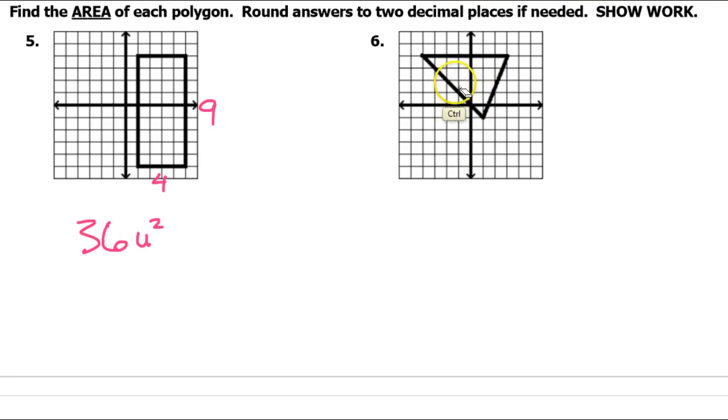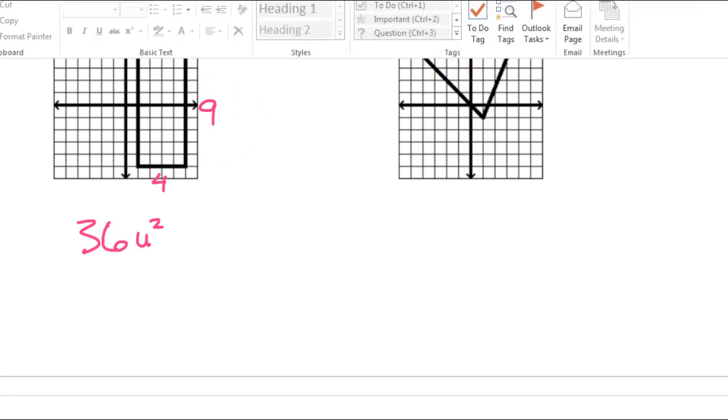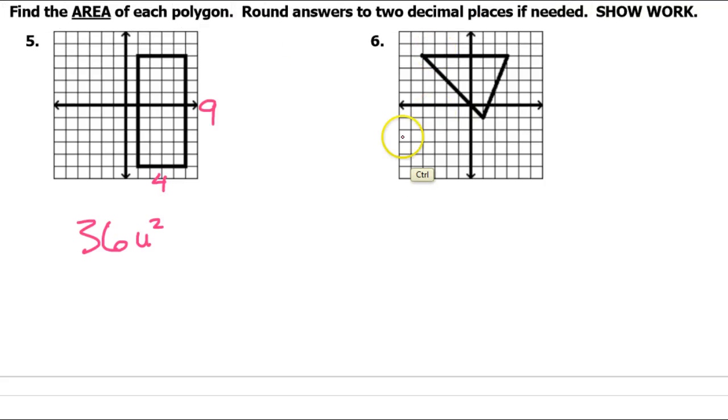Now, for this, I'm going to go ahead and mention the formula for the area of a triangle, which is 1/2 base times height. The base, I can use any vertical or horizontal side for the base.